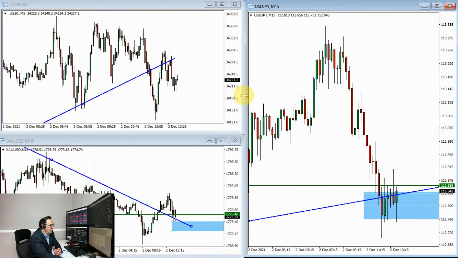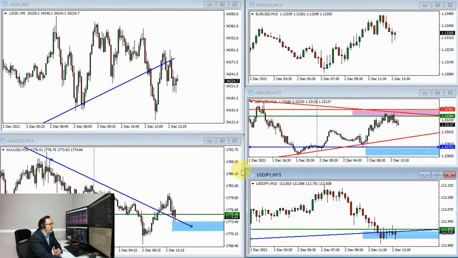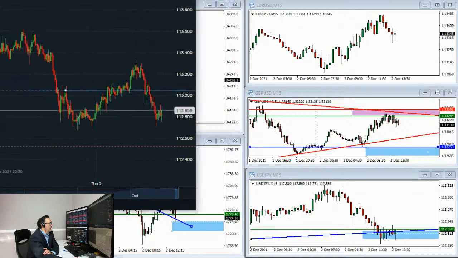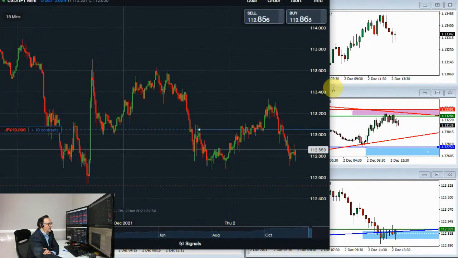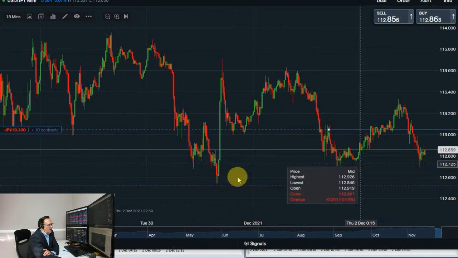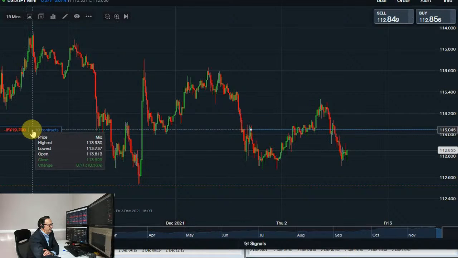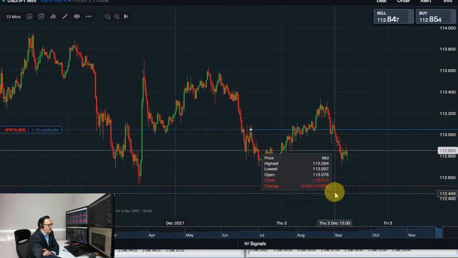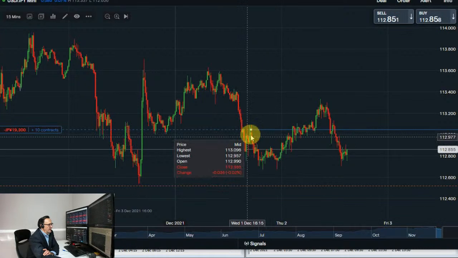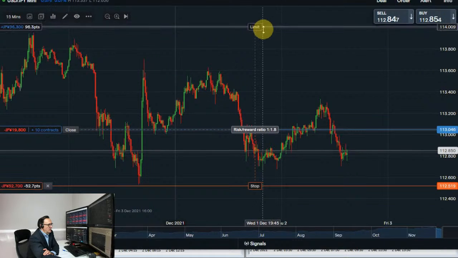I'll show you that very quickly, and then we are going to stop this. So my long dollar yen, come on. Okay, so dollar yen, there we go. I'm currently long. This is showing a losing trade. The stop is below the cluster of these lows, and the take profit would be towards 114.